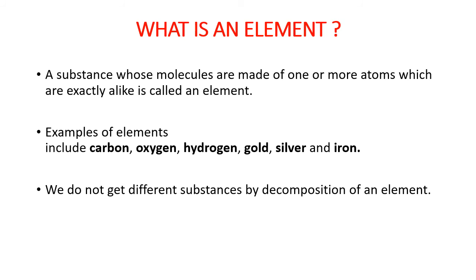Next, we do not get different substances by decomposition of an element. That's what I said now, that when we break it, we are going to get the same type. When you break the gold, what will happen? You'll get gold. When you try to decompose it, or find out the particles within the gold, those particles will all be made up of gold only, and nothing else will be in it.